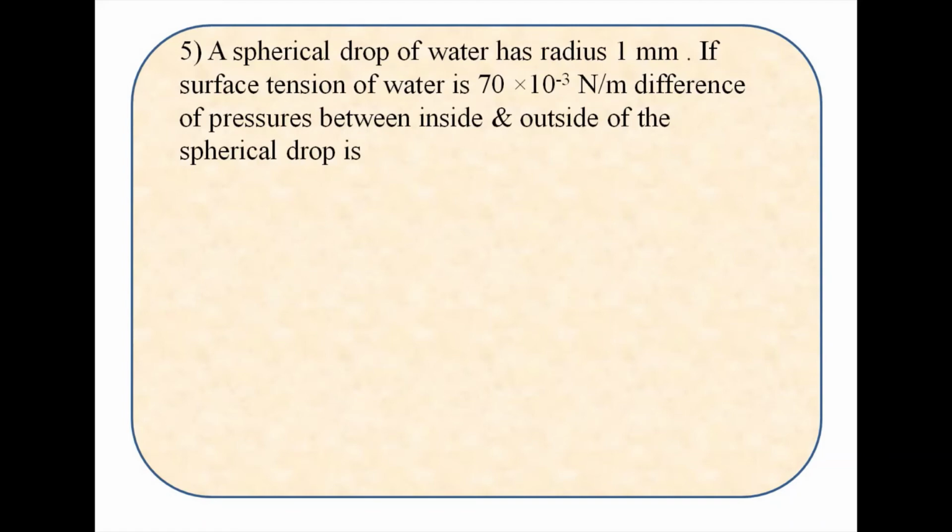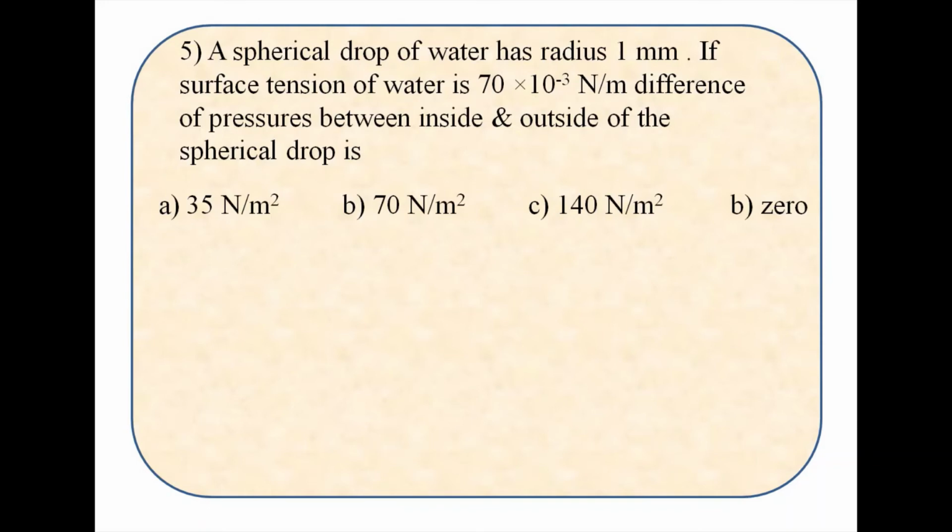A spherical drop of water has radius 1 mm. If the surface tension of water is 70 into 10 raised to minus 3 Newton per meter, the difference of pressures between inside and outside of the spherical drop is. Options are: option A is 35 Newton per meter square, option B is 70 Newton per meter square, option C is 140 Newton per meter square, and option D is 0. Let's see the solution, how to solve this objective.